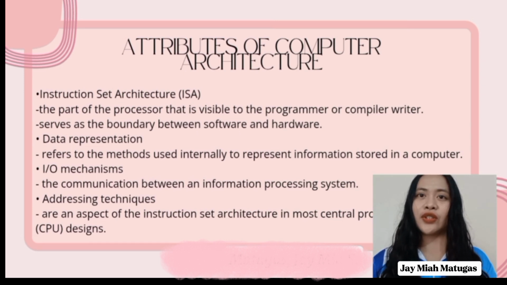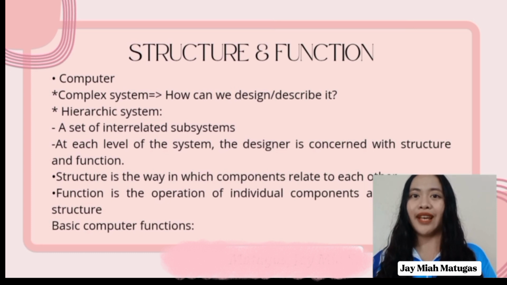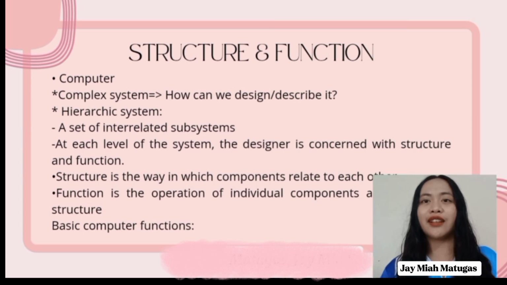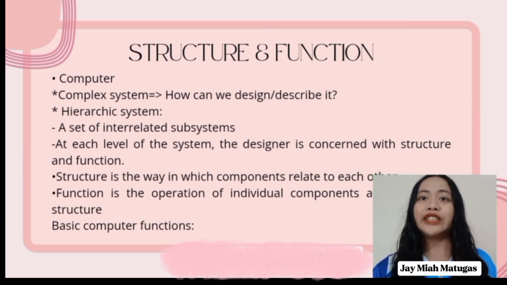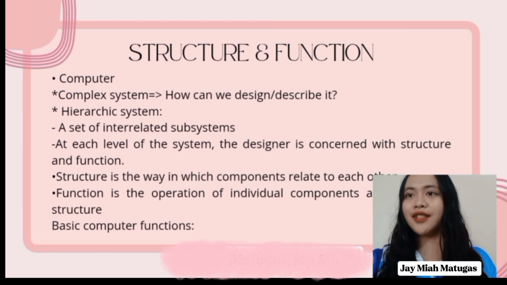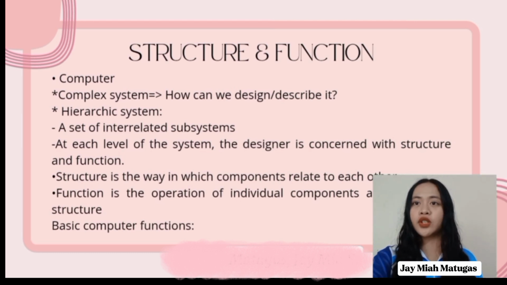And now let's see the structure and functions of a computer. A complex system, how can we design it or describe it. Another one is the hierarchic system. It is a set of interrelated subsystems, and at each level of the system, the designer is concerned with structure and function. A hierarchical system in computer architecture is like a big team where everyone has a specific job, and the jobs are organized in layers or levels, like the CPU, RAM, and the storage. So, structure is the way in which components relate to each other, and function is the operation of individual components as part of the structure.